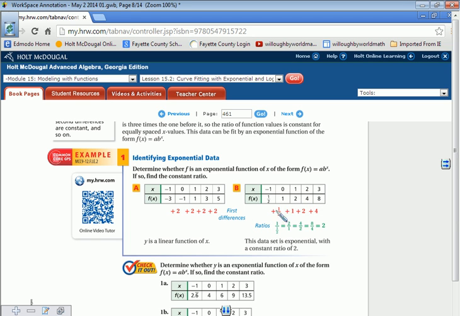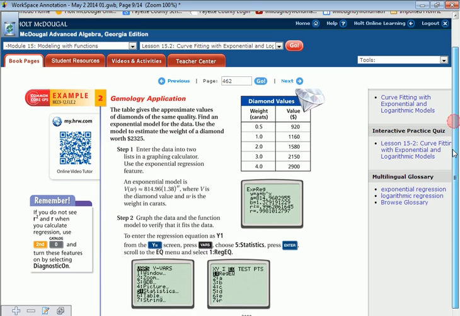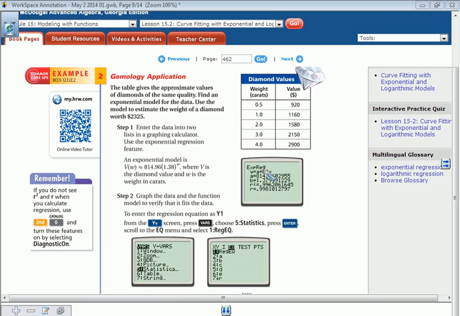My first differences are not constant. This is exponential. So we ought to be able to look at a data set, and if we have a common multiple, we're going to choose an exponential model. So on page 462, they walk us through the same process. These are our x values, these are our y values, but this is exponential.